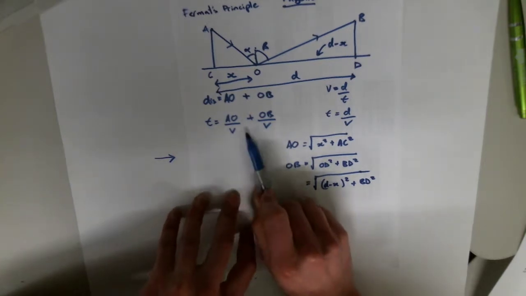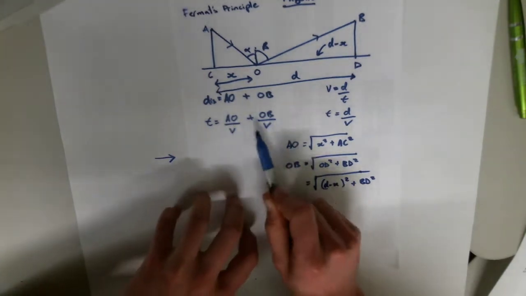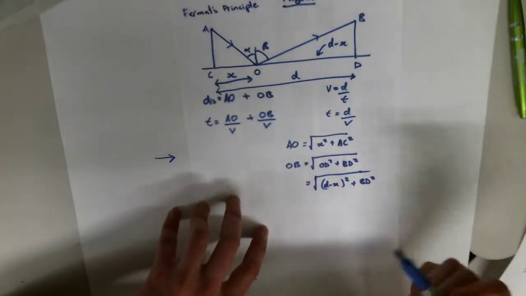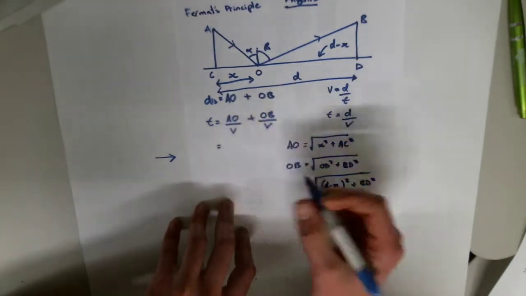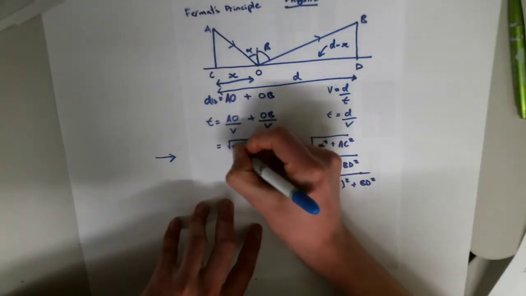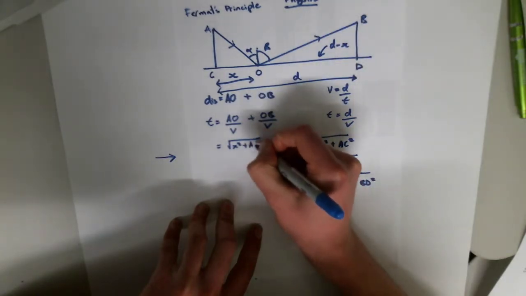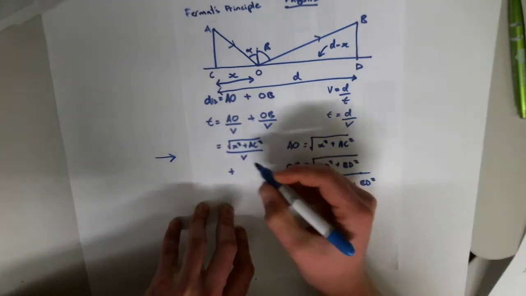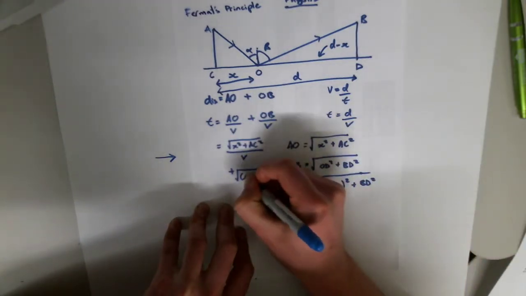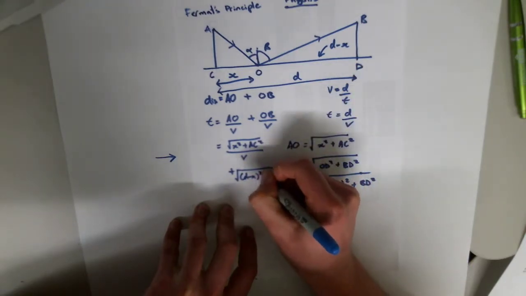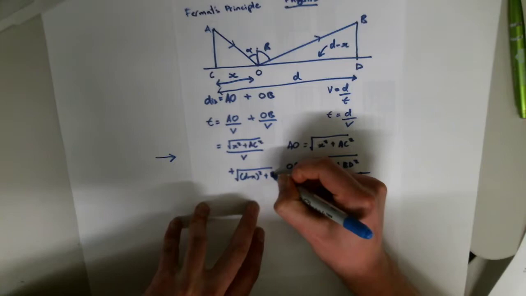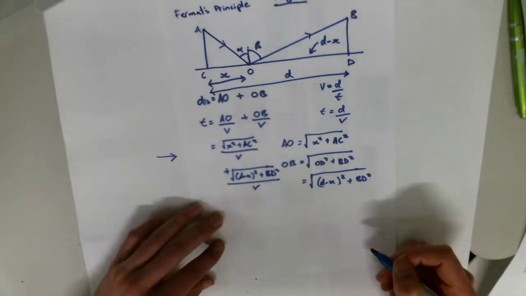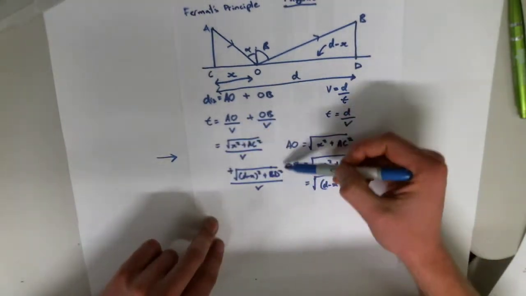Now we've got expressions for AO and OB in terms of x. So we can just substitute them in. So this term here is going to become the square root of x squared plus AC squared over v, plus this one, the square root of d minus x squared plus BD squared, all over v. Okay. Now, this is what we want to get it to.